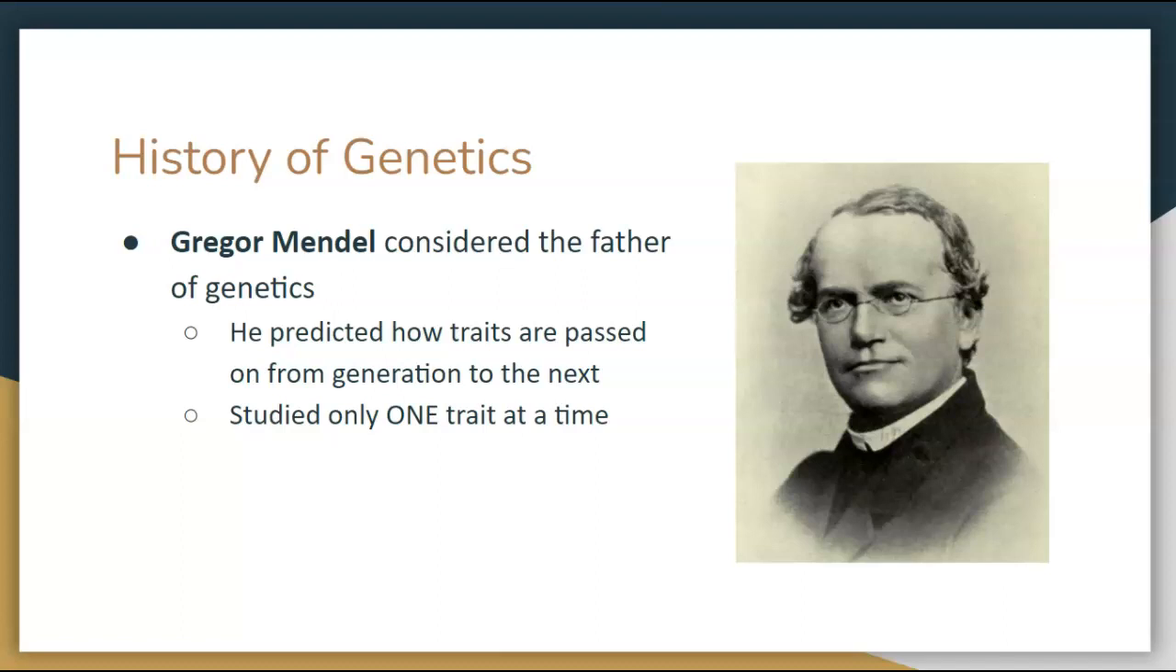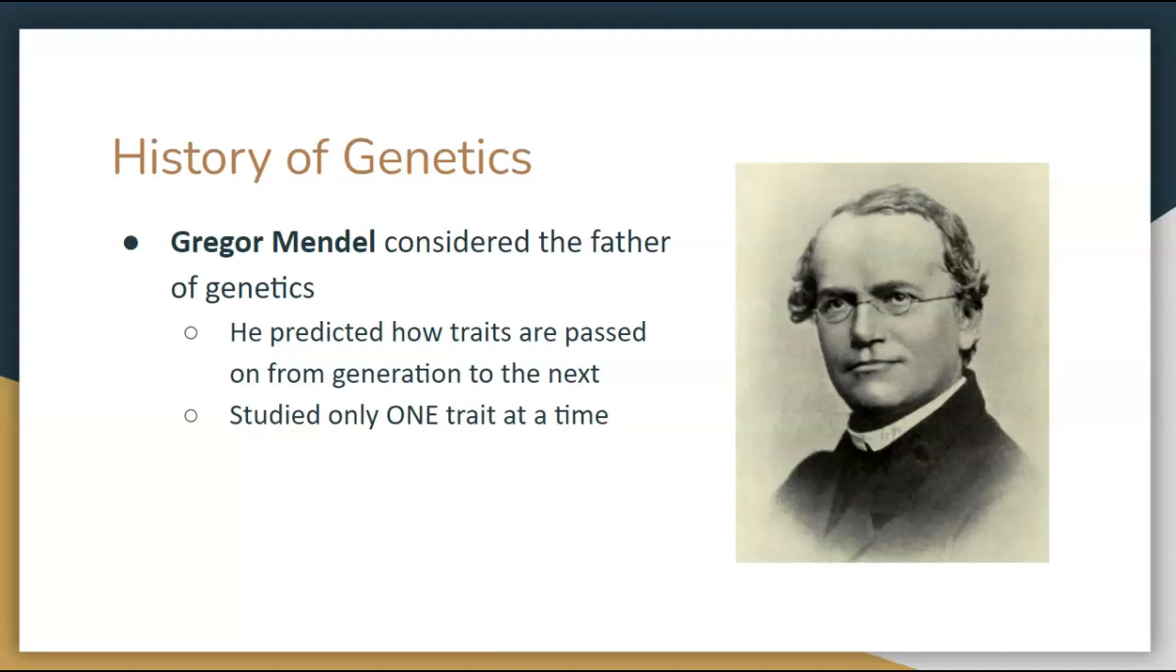A super brief history of genetics is really all we're going to talk about is Gregor Mendel. Gregor Mendel is an Austrian monk. He is the guy that's pictured in the image, and is considered the father of genetics. So he was the one that originally sort of put down into words what he was seeing when he was studying pea plants. So he predicted how traits are passed from one generation to the next.